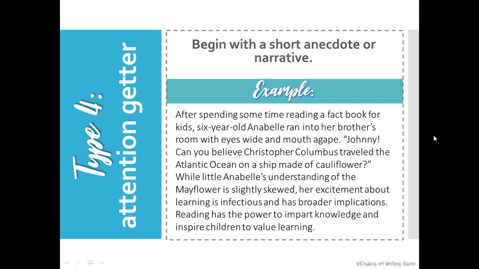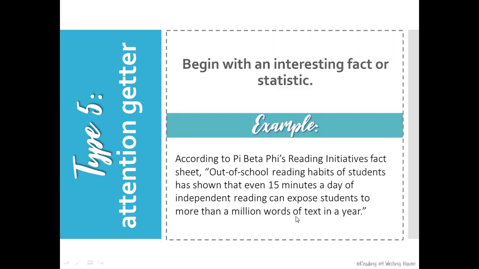So as you can see here, we have our Annabelle running in with her mouth agape, saying that she didn't know that Christopher Columbus rode over on the cauliflower, and then she realized that maybe because her understanding is skewed, her excitement had an impact on her reading. And that's essentially where we get that bridge to your thesis.